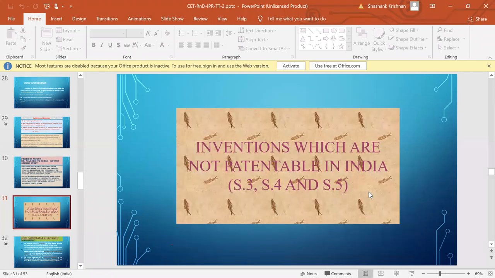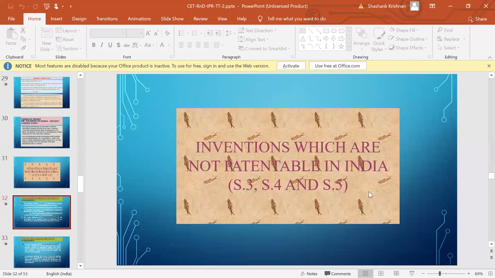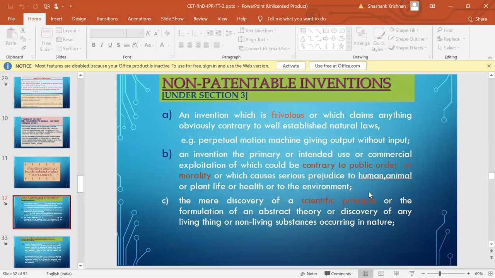Then there are a few things which we cannot patent in India. I'll just go through very, very quickly. A frivolous invention which has got no value whatsoever cannot be patented. It has to have some value.